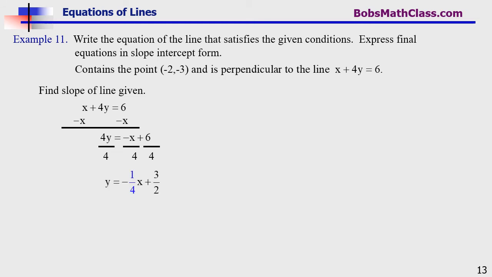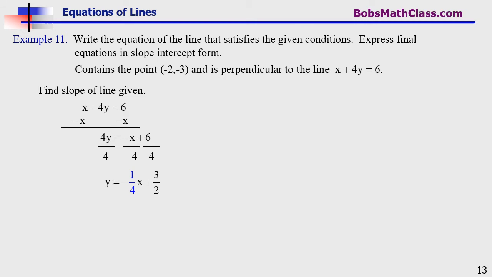Since there's not a number in front of the x, you could put a 1. There's always a 1, right? In front of any variable, you could always put a 1. The negative we move to the middle of the fraction. So y equals negative 1/4 x plus 3 over 2. So our slope is negative 1/4.